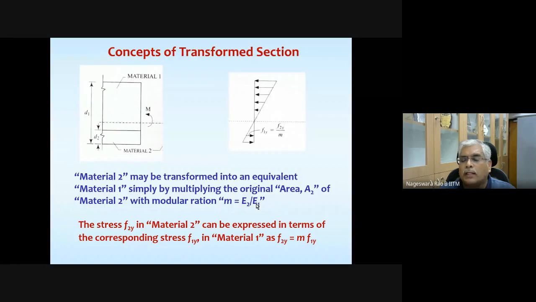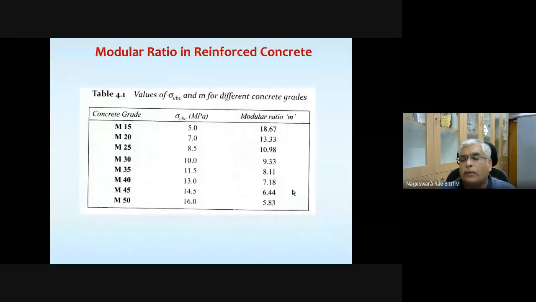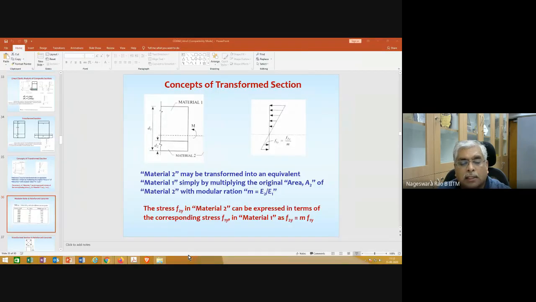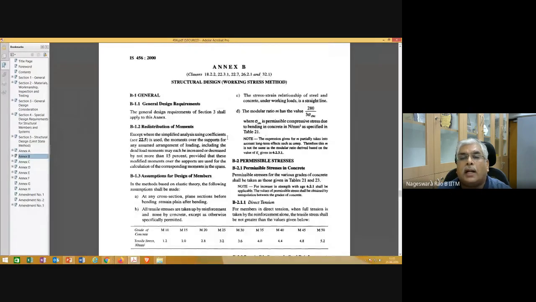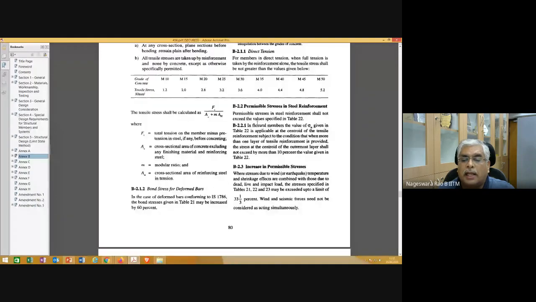Ec is equal to 5000 root fck, and with long-term effects like creep and other things, the modulus of elasticity is going to get affected. So what IS 456-2000 says is that it gives an equation for the modular ratio for different grades of concrete, in IS 456 Annexure B. Last class I already showed you that. This is the equation under the working stress method, Annexure B, page 80.